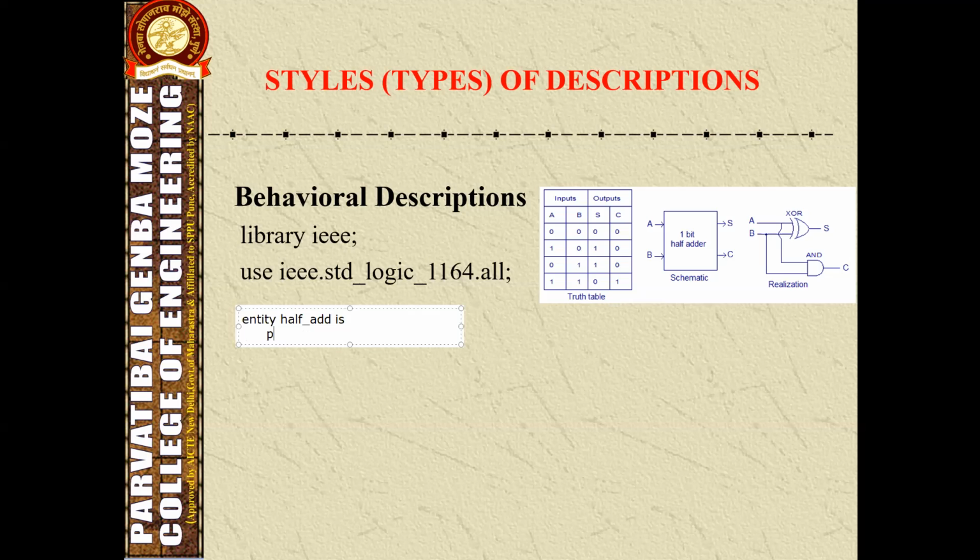After that, I am going to assign the port. What are the inputs and outputs in a half adder? Here A and B are the input terminals, in bit form. Sum and carry are the two output terminals, declared as out, which is also in the form of bit. After declaring the port, I end the entity by using the predefined command end with the name half_add.